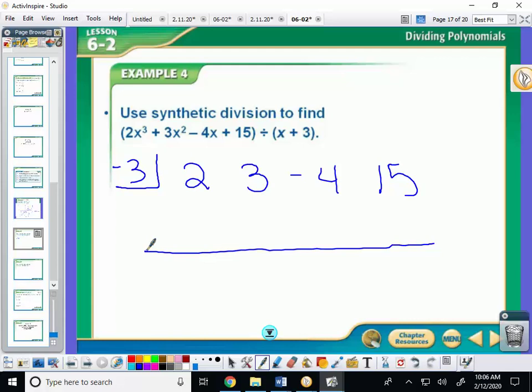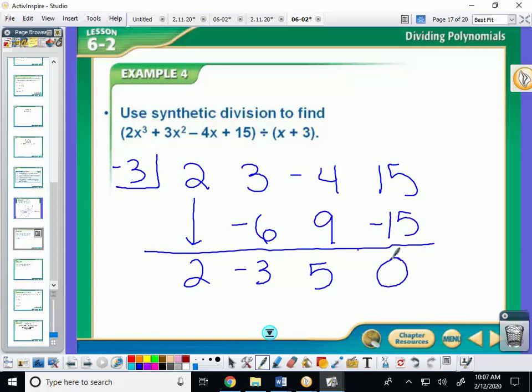What do we do with that first value, that 2? Bring it down. We don't do anything to the 2. Come straight down. And then we repeat that multiplication add process. So 2 times negative 3 is negative 6. Now add: 3 plus negative 6 is negative 3. Then multiply. Negative 3 times negative 3 is 9. Negative 4 plus 9 is 5.